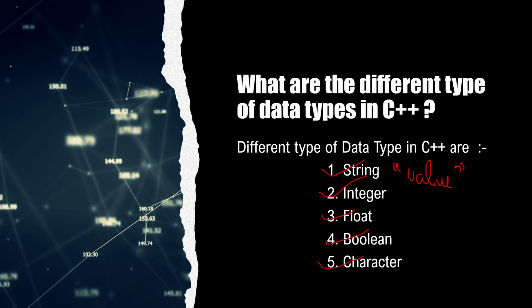Now let's talk about the integer. Integers are nothing but numbers. They're just numbers, like 12, 14, or even 0, 1, or 13. Whatever number, it can go on endlessly, like 1, 2, 3.